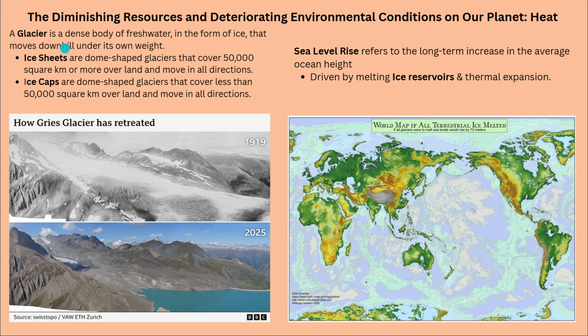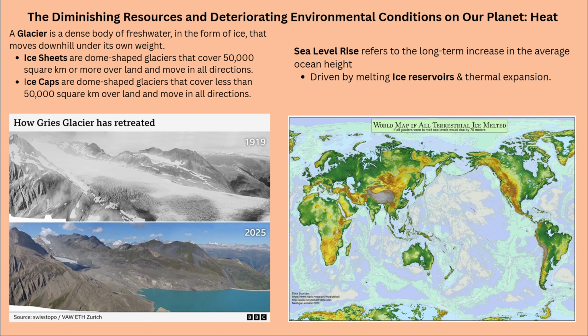There are a couple different types of glaciers, and some people might get this confused because they're very similar. I was confused when I was looking into it, but ice sheets are dome-shaped glaciers that cover 50,000 square kilometers or more over land and move in all directions. Similarly, ice caps are dome-shaped glaciers that cover less than 50,000 square kilometers and still move over land in all directions. I learned that ice caps don't necessarily have to be at the tips of mountains. But as the planet gets warmer, so does the rate of ice melting.